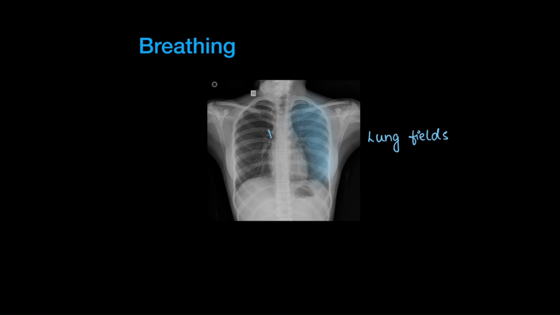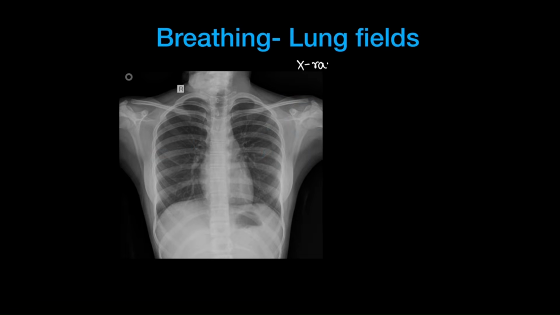Now coming to B, that is breathing. We see lung fields and hilum. In X-ray, we divide lungs into zones based on the ribs. So first rib here and second rib. Mark the lower end of the second rib, above which we have the upper zone, and then third rib, fourth rib. Mark the lower end of the fourth rib, and here we have the middle zone, and below which we have the lower zones.